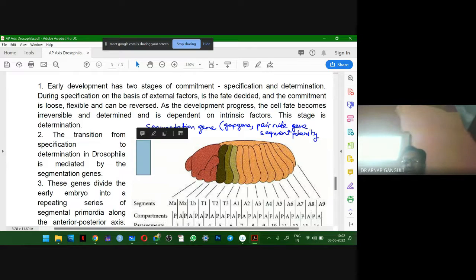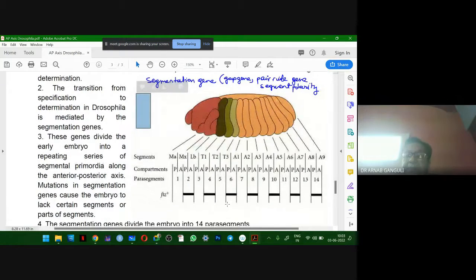Now, in the segment polarity genes, these parasegments are formed. So you have, for example, thoracic segment 1, the first thoracic segment. They also divide it into anterior and posterior sides. Even each segment has an anterior and a posterior. So they give different segments. It is divided into 14 parasegments. Each segment will give rise to, for example, in the thoracic segments, legs.